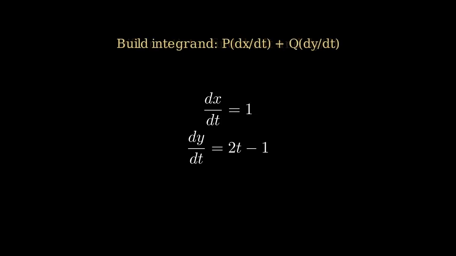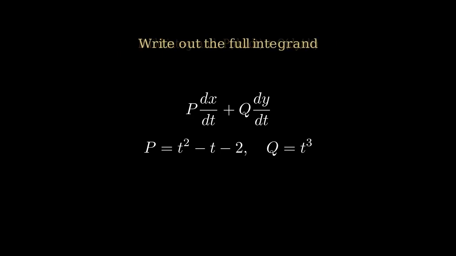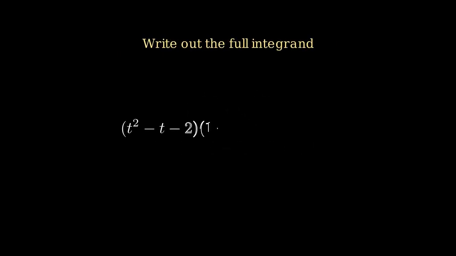Step 4. Build the full integrand. We need P times dx/dt plus Q times dy/dt, all times dt, where P equals y and Q equals x cubed. Here, P equals t squared minus t minus 2 and Q equals t cubed, since x equals t. So the integrand becomes the quantity (t squared minus t minus 2) times 1 plus the quantity t cubed times the quantity (2t minus 1), all times dt.